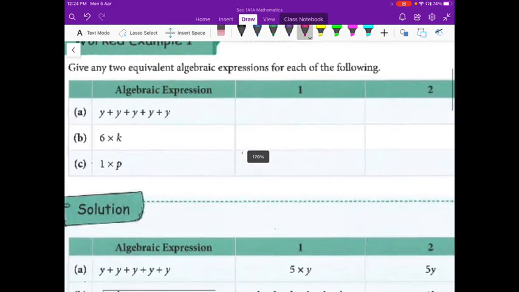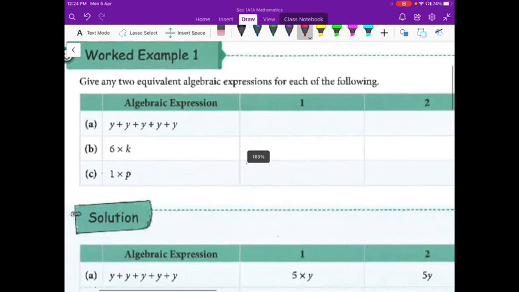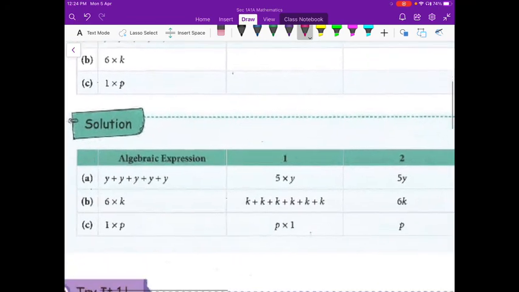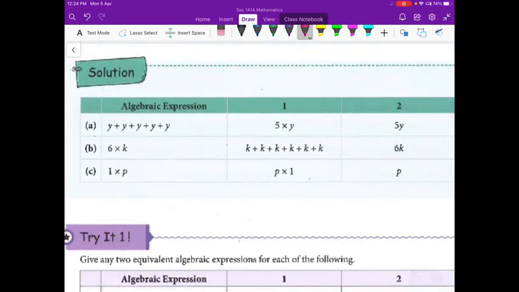Worked example number 1. Give 2 equivalent algebraic expressions. Okay, so here, I will show you the solution first. When you have y plus y plus y plus y plus y, you call it 5 times of y. Or you can call it 5y. But this highlighted one will be the final answer. These are all the final answers.